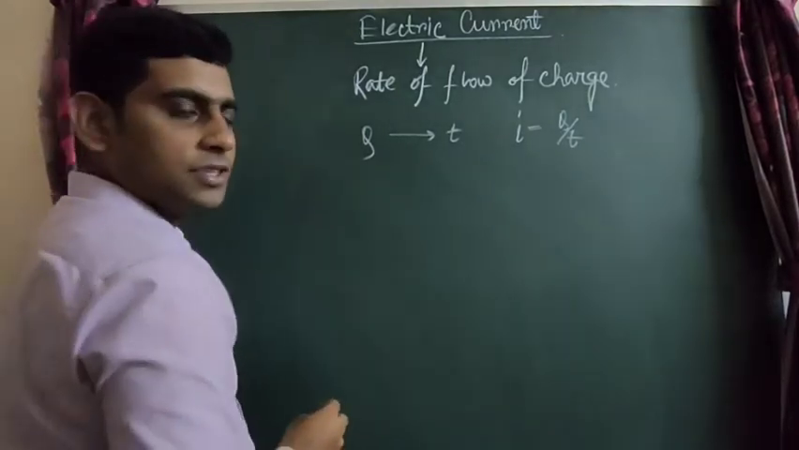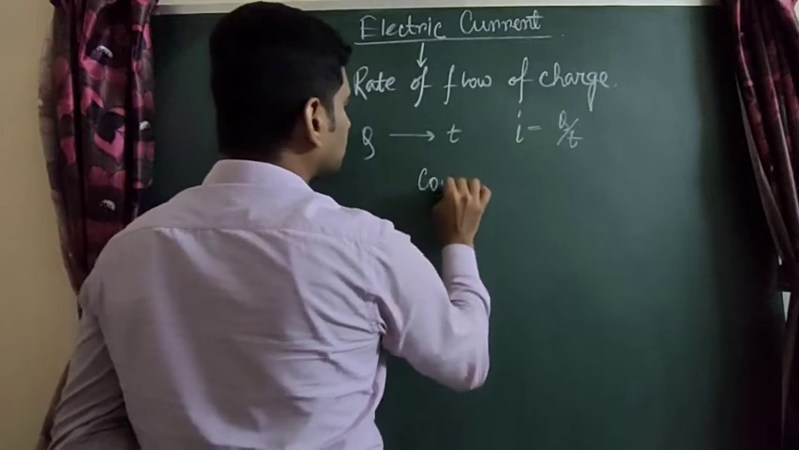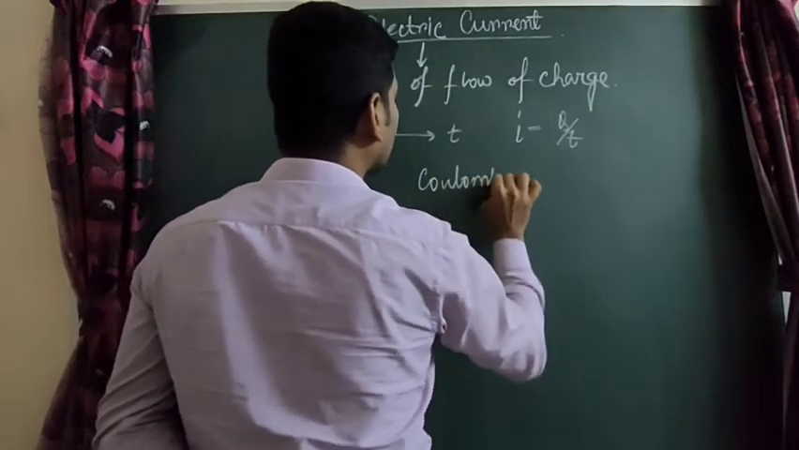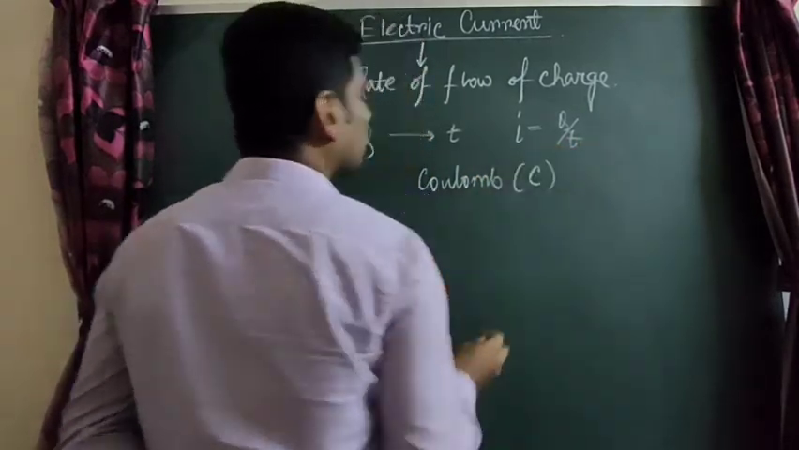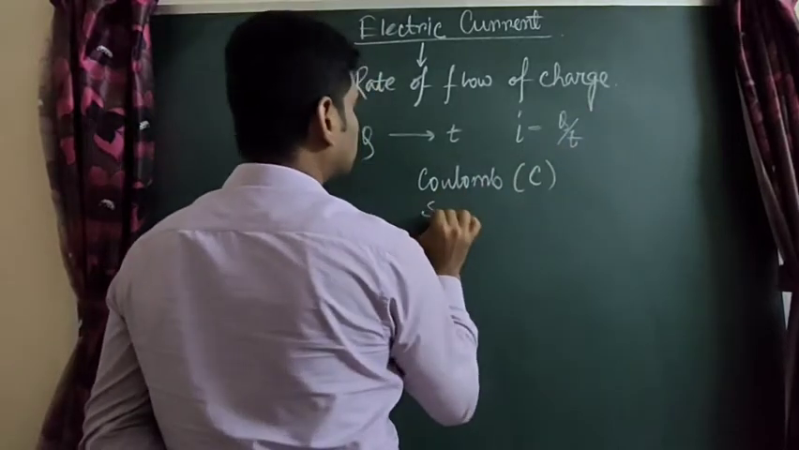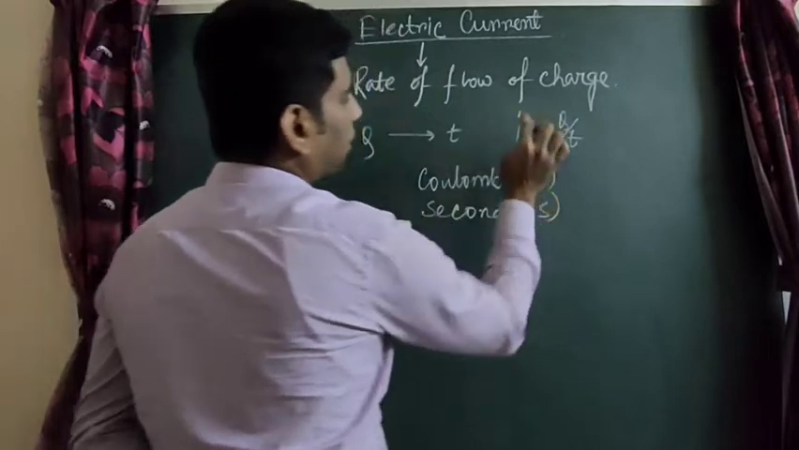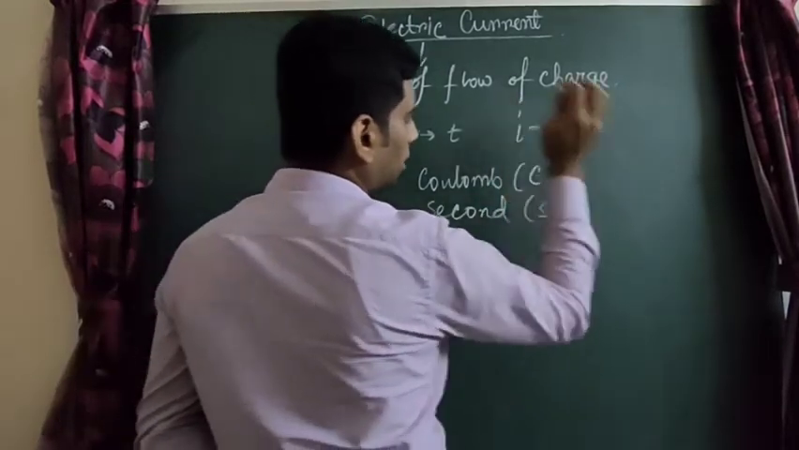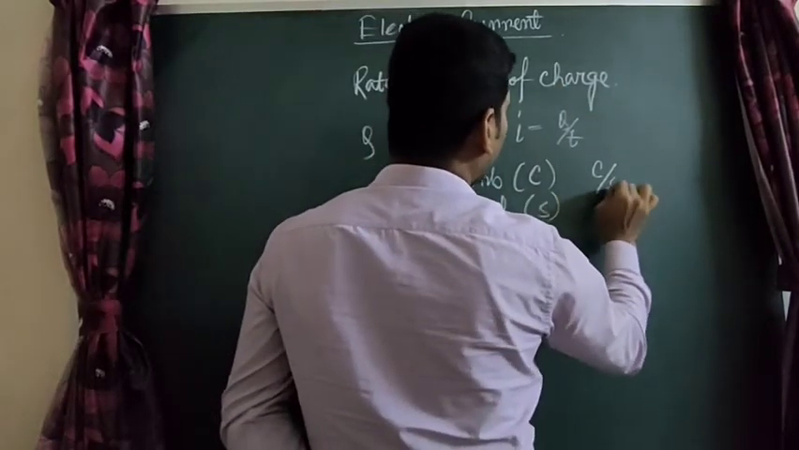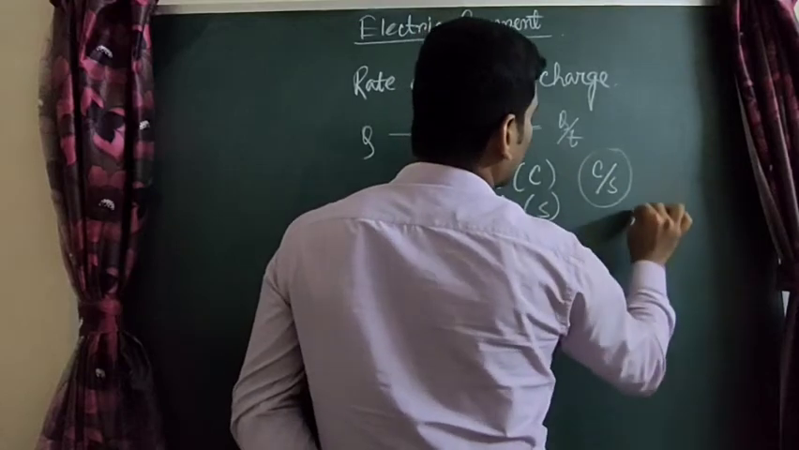What is the unit of charge? SI unit of charge is coulomb. And SI unit of time is second. So from this, SI unit of current comes as coulomb per second, or this is also known as ampere.